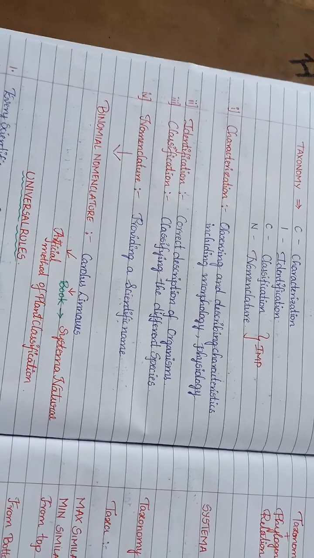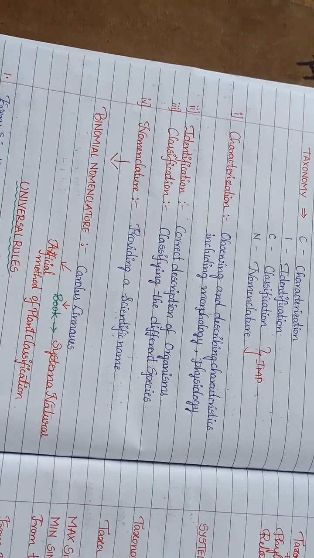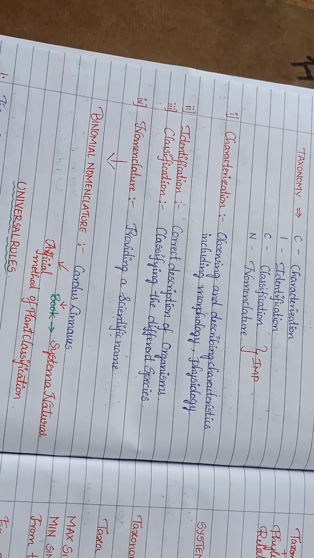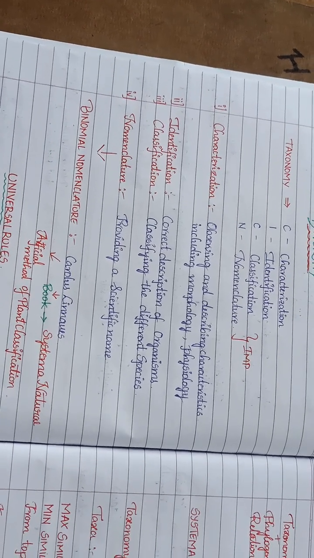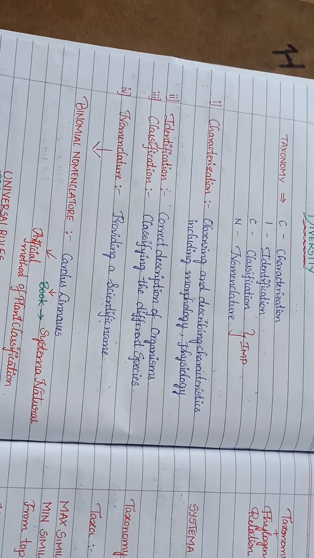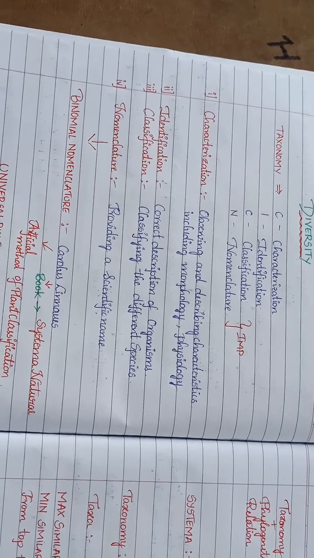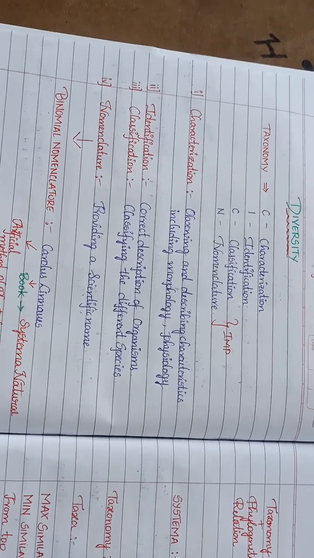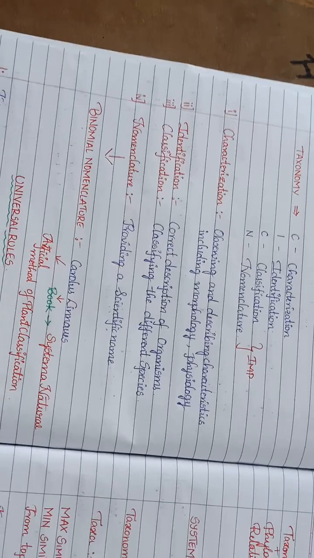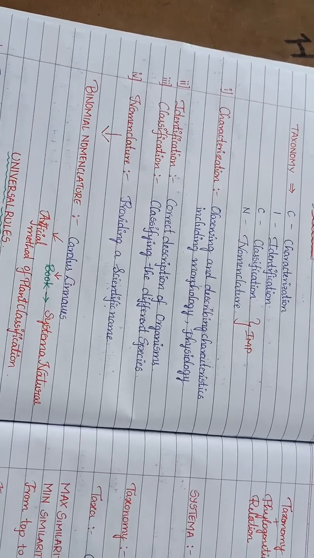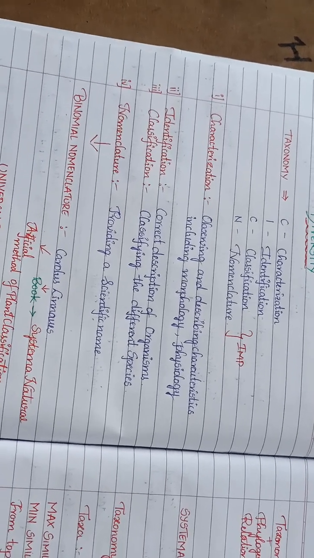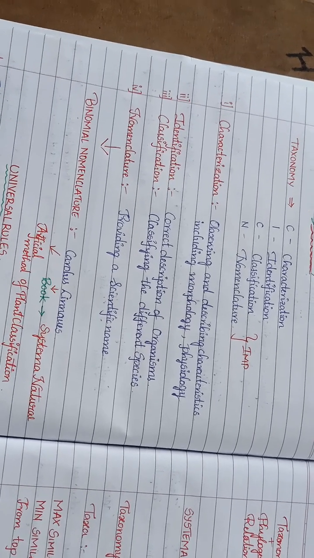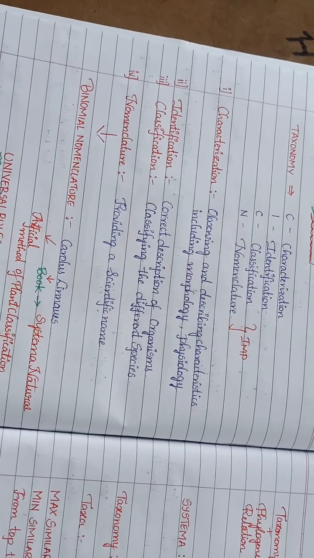Okay, what is characterization first? Observing and describing characteristics including morphology, physiology, etc. are known as characterization. By knowing their characters, we define the properties and differentiate them. Next one is identification. Identification is a correct description of an organism, which is the exact NCERT line given in the NCERT textbook. We can view that. Next, coming to classification. Classification is nothing but classifying the different kinds of species.